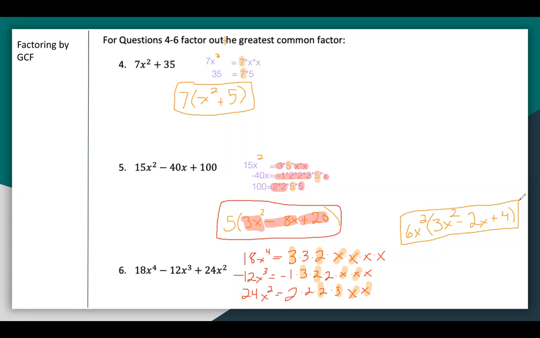Okay, this is how we factor by this greatest common factor. Okay. Pause the video again if anybody needs any more time to write down these notes, but then we're going to move on.